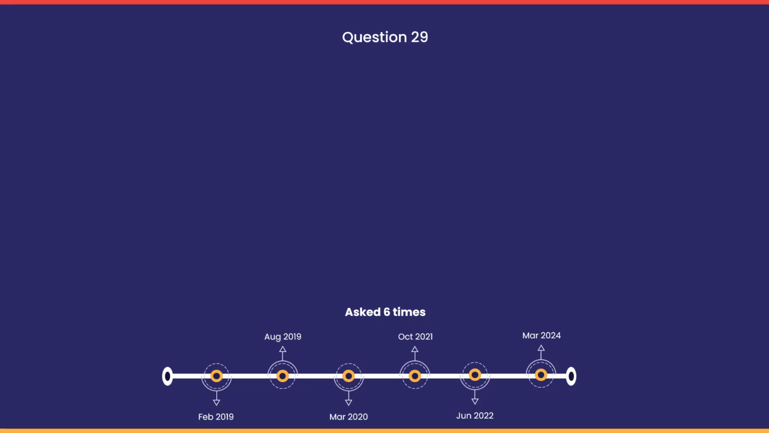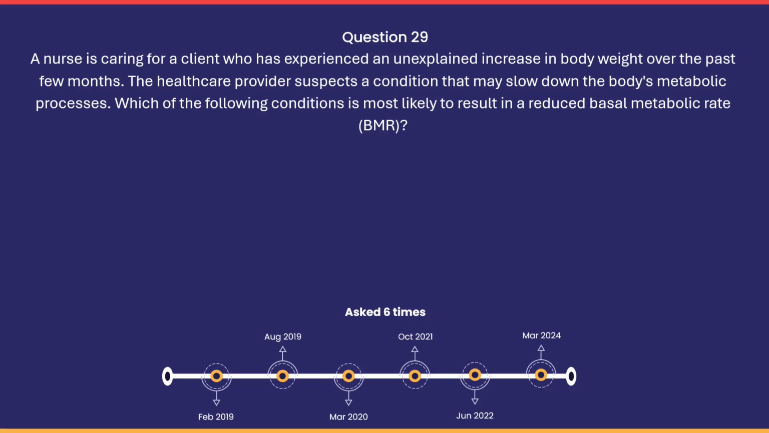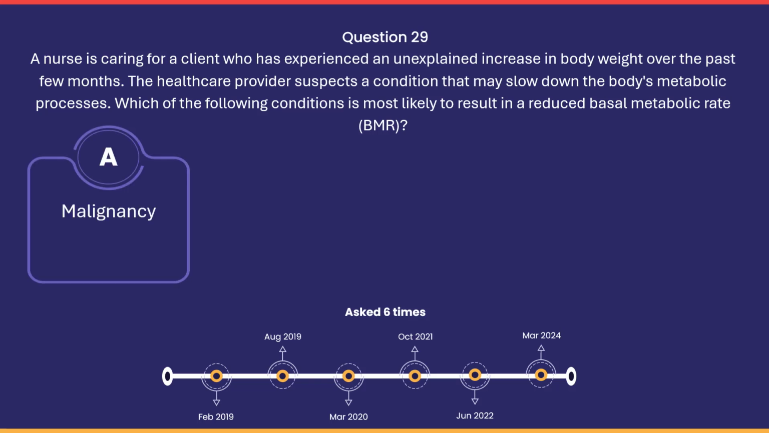A nurse is caring for a client who has experienced an unexplained increase in body weight over the past few months. The healthcare provider suspects a condition that may slow down the body's metabolic processes. Which of the following conditions is most likely to result in a reduced basal metabolic rate? Basal metabolic rate.